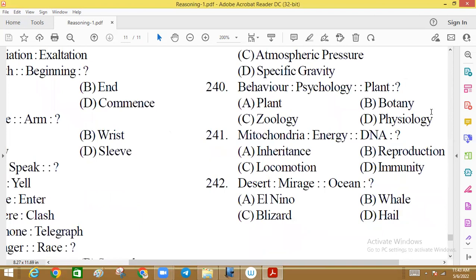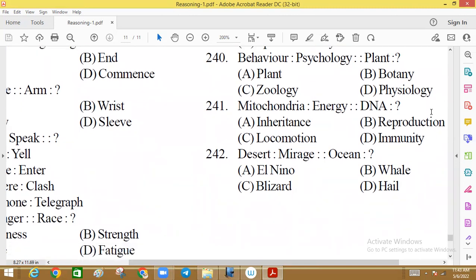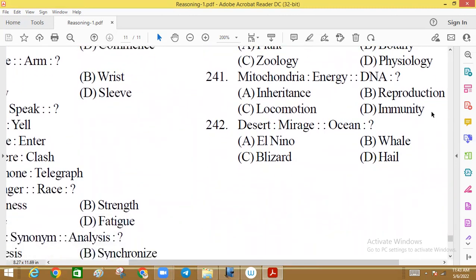Next, 240. Behavior, psychology, plant. The study of behavior is called psychology. The study of plants is called botany. It is also called phytology, but phytology is not there. So botany. Mitochondria, energy, DNA. So what is the relation between mitochondria and energy?